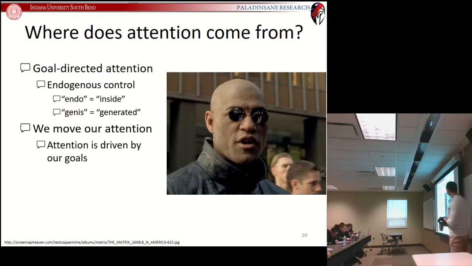So endogenous control comes from our inner goals, comes from our minds. That's top-down processing. We have high-level goals, and we influence our lower-level processes like attention. Exogenous control is a bottom-up process. It comes from the stimuli. It comes from more basic procedures. So yeah, that's a good observation.